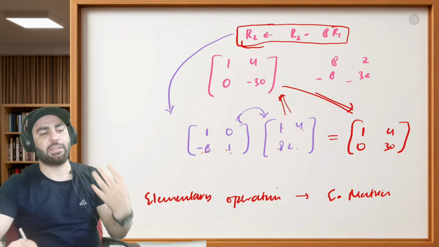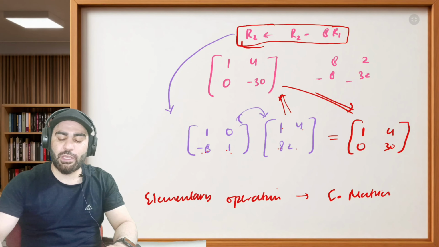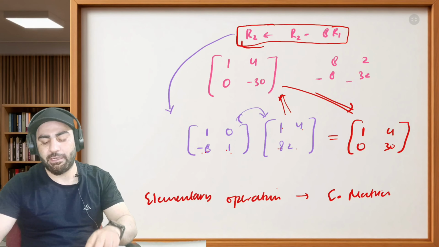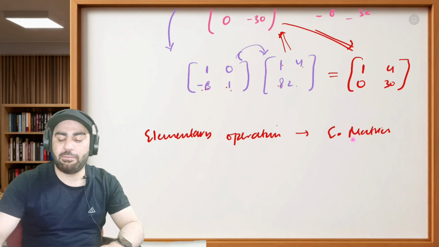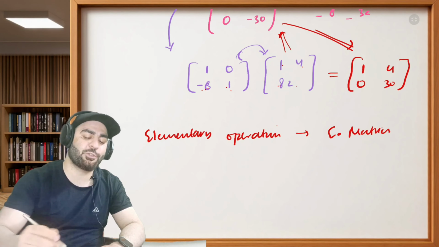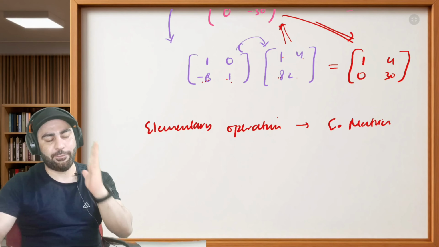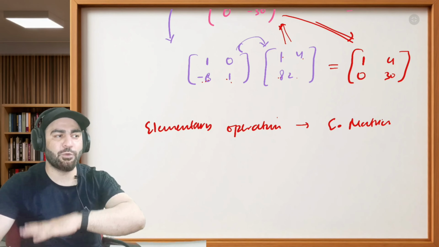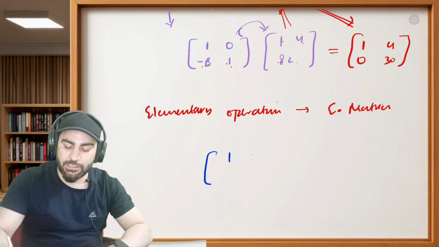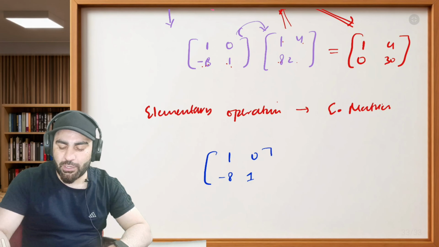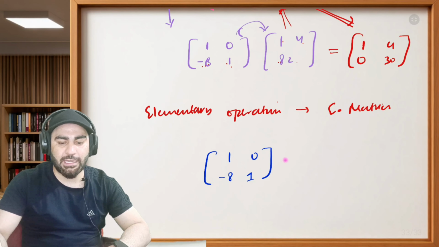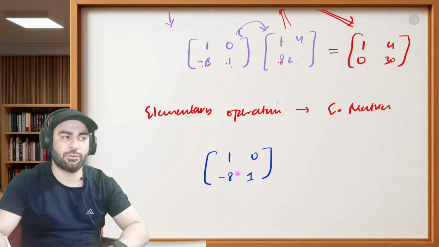So either you can perform the operations, or you can have an elementary matrix and multiply with it. But the amazing thing about this elementary matrix is that finding its inverse is quite easy. Why? The inverse is basically this: if you have a matrix doing some transformation, there should be some other matrix which will undo that transformation. If you have this [1 0; -8 1], what is it doing? It is multiplying the first row by 8 and subtracting that from the second row. That's the meaning of this.